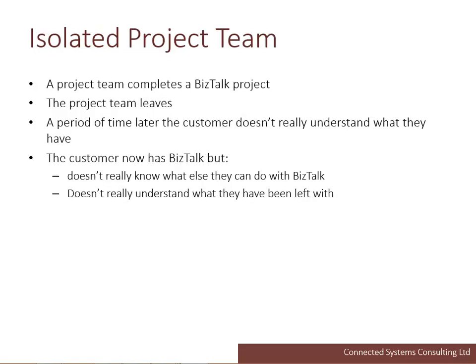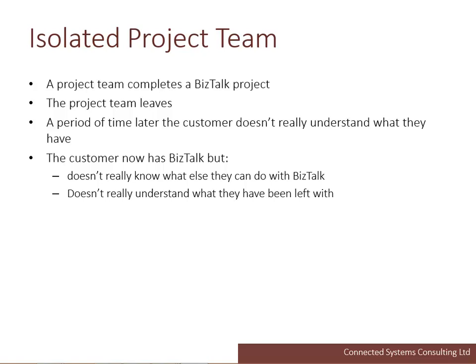The second use case for the BizTalk Maturity model is one I've called the isolated project team. In this example, a project team has worked with an organisation and delivered a number of BizTalk projects. The project team, for various reasons, then leaves. After a period of time, the customer then has BizTalk in their organisation in production, but they don't really understand what they have, and the people who delivered it aren't really around anymore.